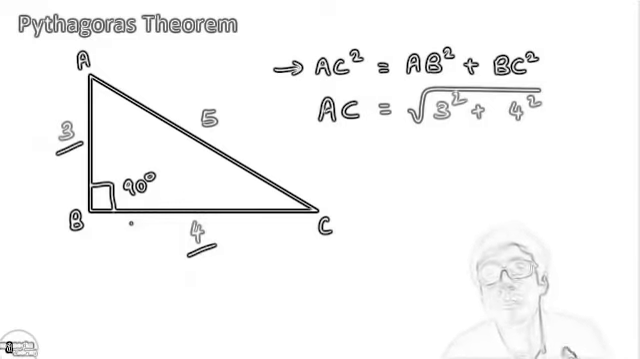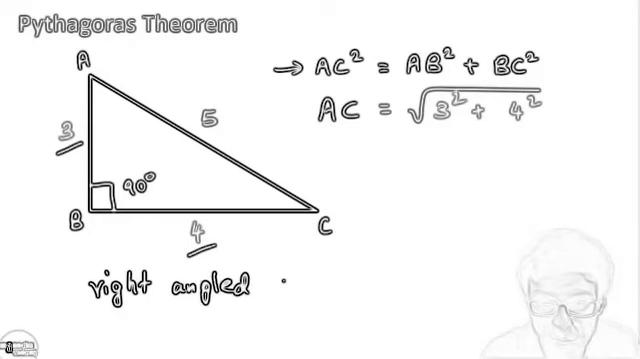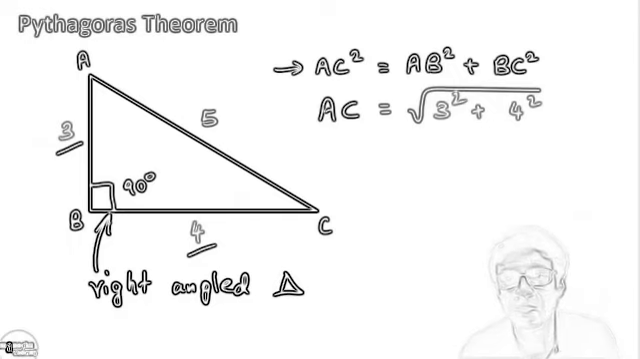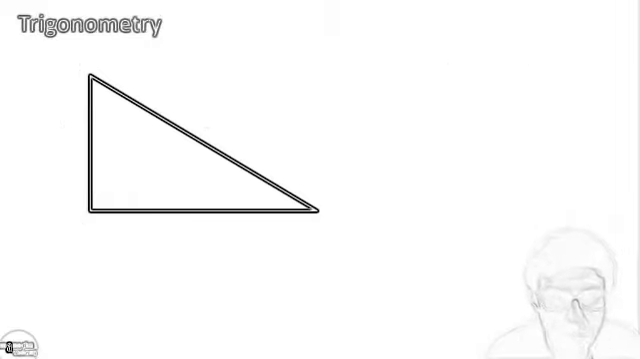Clear? So guys, the important thing here is the triangle must be right angled, right? So we are looking at a right angle triangle. Can you see the 90-degree? Okay, so Pythagoras works for that, where AC square is AB square plus BC square. Clear? The hypotenuse square is equal to the sum of squares of the other two sides. So I think all of you guys are familiar with Pythagoras theorem. Now let's look at what is trigonometry.